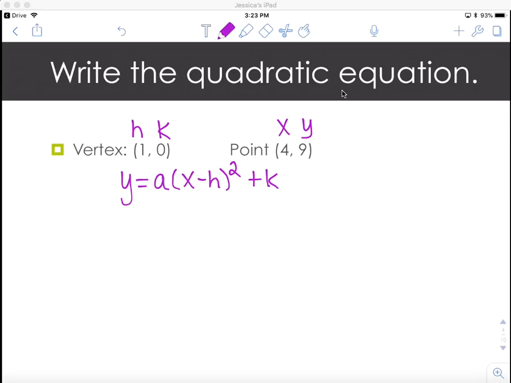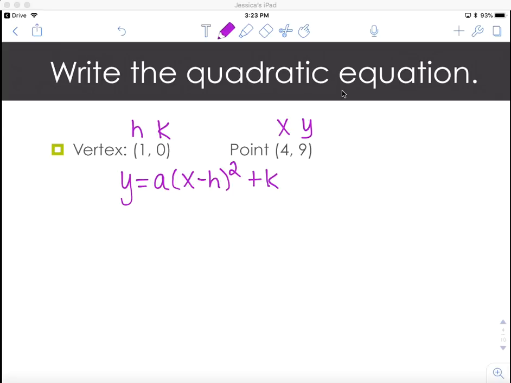So if you remember from our previous lesson when we wrote equations from a graph, we found a by looking at the pattern and by comparing it to our parent function. If you didn't like looking for the pattern, you can always use this method as well. You can take your vertex and you can take a point to solve for a. Here's what that's going to look like.